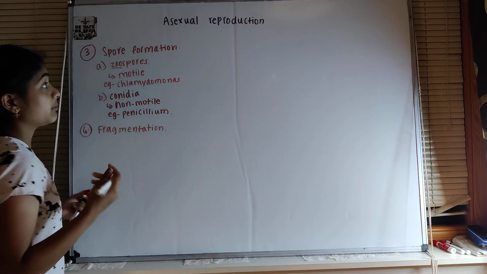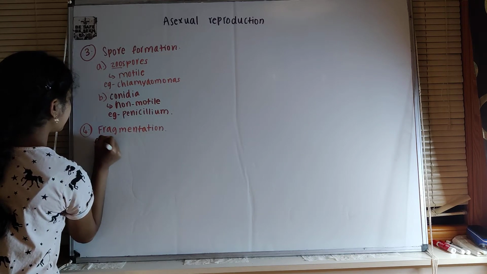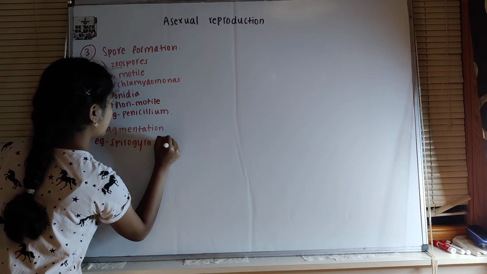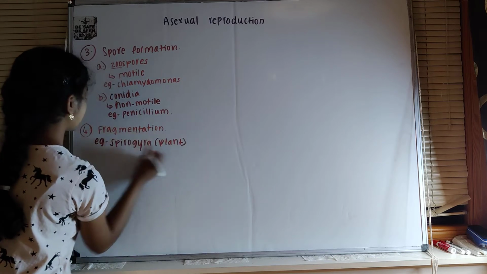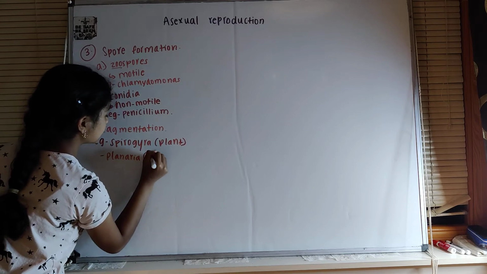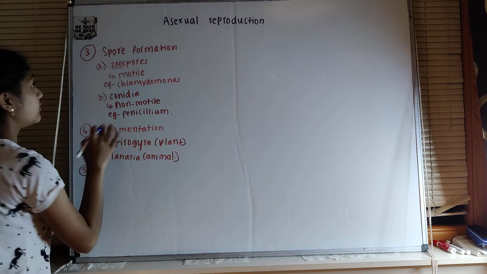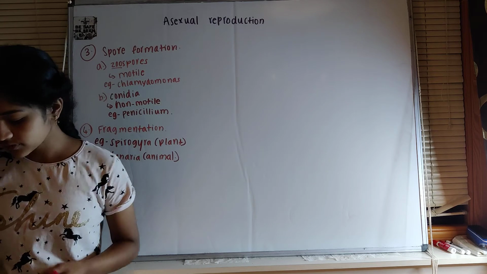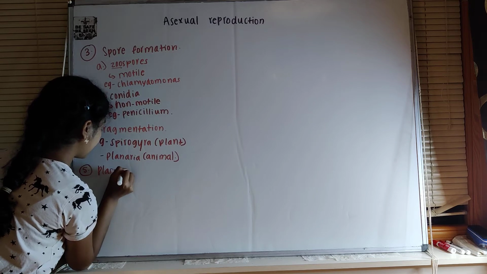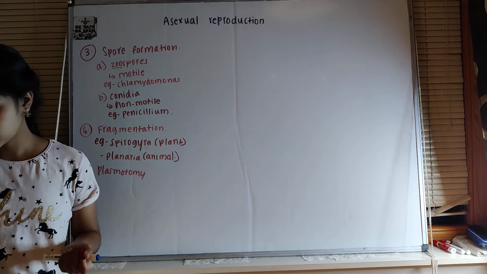And in this type of asexual reproduction, there is a special function called regeneration. Examples, Spirogyra, which is a plant. And in case of animals, we can take the example of Planaria, a flatworm, and this is an animal. So this is one type of asexual reproduction. The fifth type is called plasmotomy. So this is the fifth type of asexual reproduction.